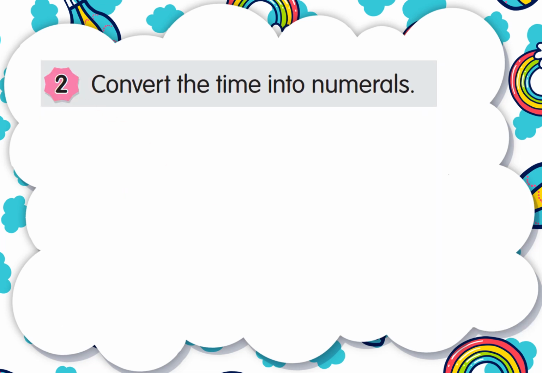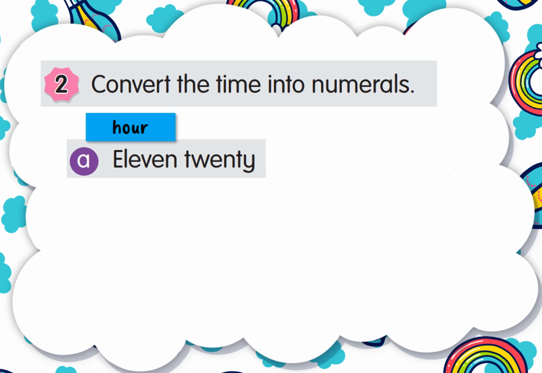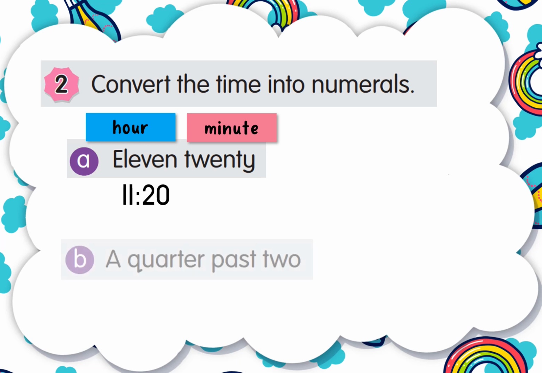Question number 2. Convert the time into numeral. Question A. 11:20. Identify where is hour, where is minute. So here is hour and here is minute. Hour is 11. Put a colon, then 20 at the back. So 11:20.